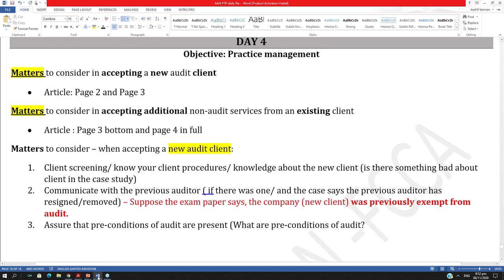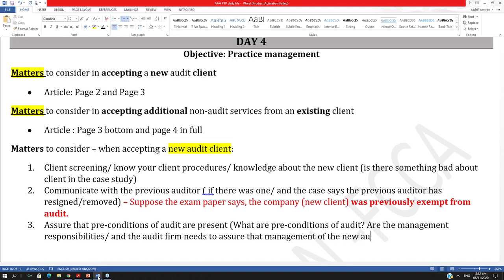What are preconditions? The preconditions of audit are the management responsibilities, as simple as that. So at the time of accepting a new audit client, you need to ensure that the preconditions of audit are present. The auditor and the audit firm need to assure that management of the new audit client fully accepts or fully acknowledges their responsibilities. So even before you accept the audit, you will assure that the management of the new client fully accepts their responsibility. Then only will you accept the new audit client. If the management fails to accept their responsibilities, you cannot accept a new audit client.